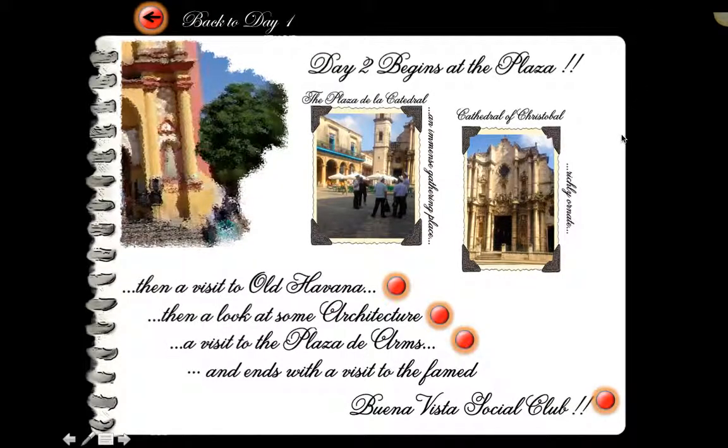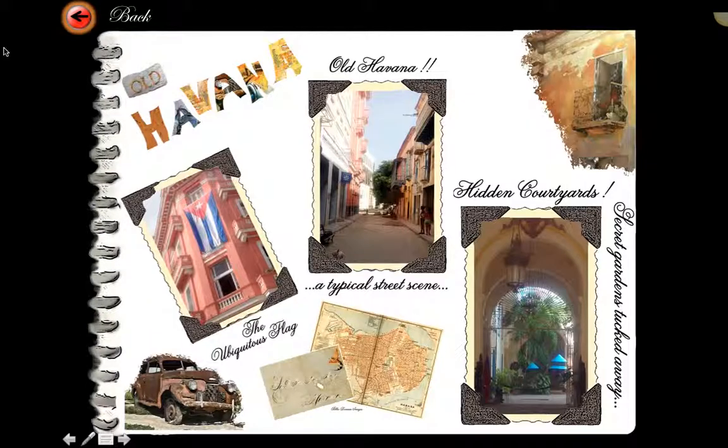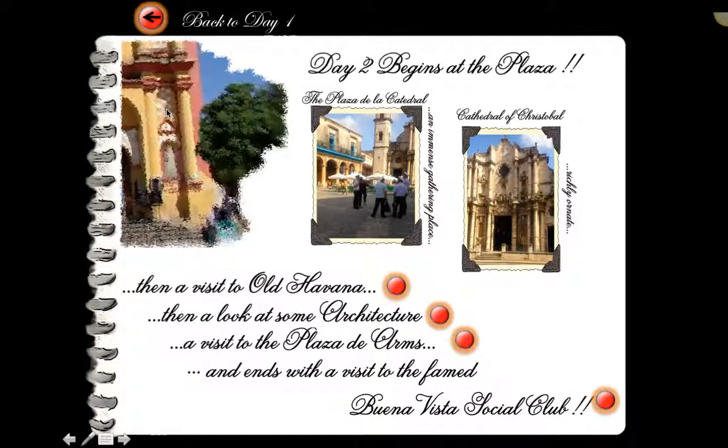Here's day 2. Now, fortunately, most of day 2 is finished. So let's take a look. It says day 2 begins at the plaza. You talk about the plaza. These are your photographs. Again, it's not going to hurt if you touch anything on the page. The only thing that's going to happen is if you touch the red buttons. Oops, excuse me. Here I go. I said nothing's going to happen. I clicked. So let's start over again on that.